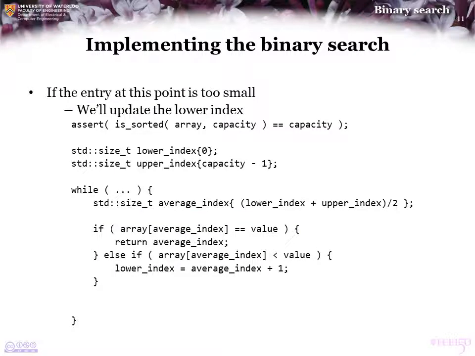Now, if the entry at the average index is too small, that means we have to carry on searching above this index. So we will set the lower index to be this average plus 1. So for example, if originally the lower index was 0, the upper index was 99, the average would be 49. So at this point, lower index would be updated to be 50, because we would now carry on searching from index 50 through 99.